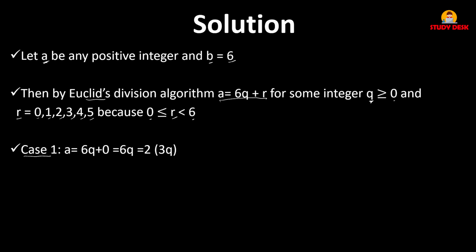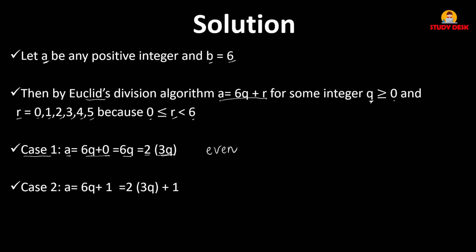In case 1, you can observe that we can write a is equal to 6q plus 0. Here r we are considering as 0. So 6q plus 0 can be written as 6q, which can also be written as twice of 3q. Now we can observe that in the first case, we can write this a value as 2 times some factor, 2 times 3q. Therefore, this is definitely even. The reason being a is divisible by 2. Therefore, twice of 3q is actually an even value.